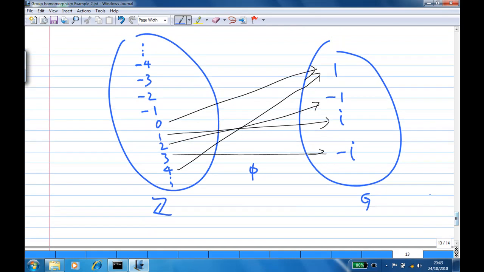If you look at the picture, you'll find that 0 will be sent to 1, 1 will go to i, 2 will go to minus 1, 3 goes to minus i, 4 goes to 1, and so on. And you know that this mapping is onto.